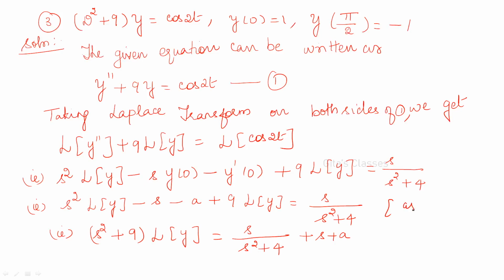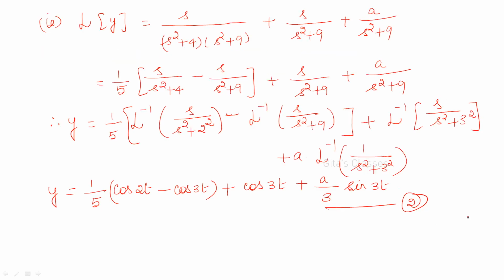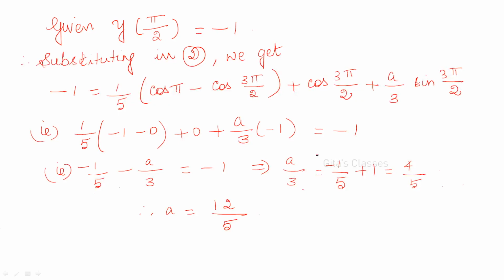Let us assume y dash of 0 is equal to a. Using that you solve, and the solution is easy, you can solve. Then after that, this is the solution: a by 3 into sin 3t you will be getting, all the other terms will be easier. Now we have to find the value of a. For that use the second condition, one more condition is given now, so using that condition we have to find the value of a. So y of pi by 2 is equal to minus 1.